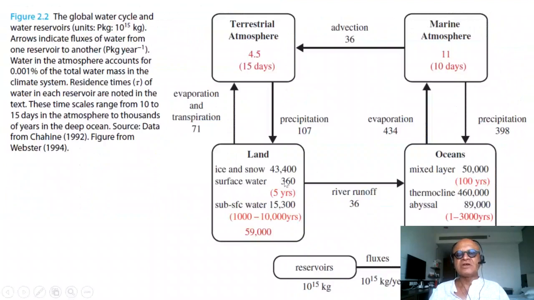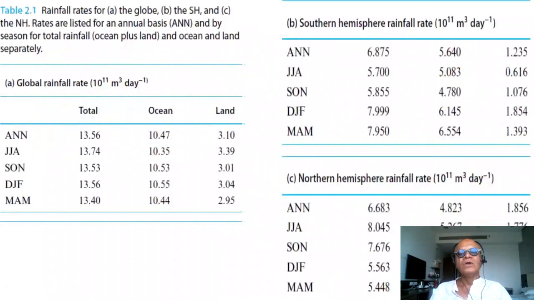The same, for example, here, ice and snow store 43,400 times 10 to the 15 kilogram, and the surface water is tiny compared to that, just 360 times 10 to the 15 with a residence time of 5 years. Subsurface, obviously there is a massive storage of 15,300 petakilograms with 1,000 to 10,000 year residence times, and a storage of total of 59,000 there.